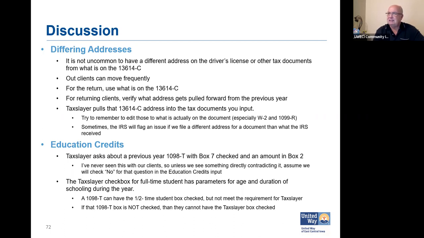The other thing on this scenario was education credits. TaxSlayer asks you if you have a previous year 1098-T with box 7 checked and an amount in box 2. This deals with tuition that was billed and paid in different years and such. You guys can speak up. I've never seen it with any of the clients I've seen. I've never seen that on a 1098-T. Maybe some of you have.